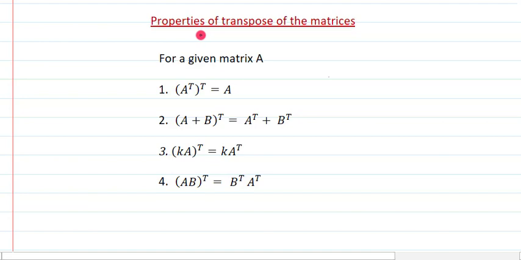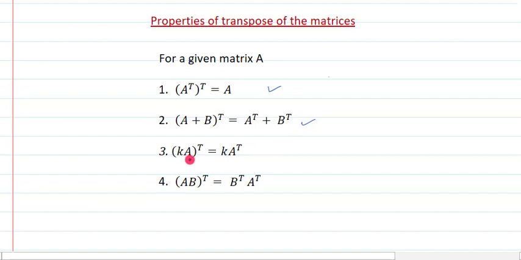Let us discuss properties of transpose of matrices. We are having 4 properties of transpose of matrices. Number 1, A transpose and further transpose of it gives us matrix A itself. Second one, A plus B whole transpose is equal to A transpose plus B transpose. Even if we are having negative sign here, the property also holds good.